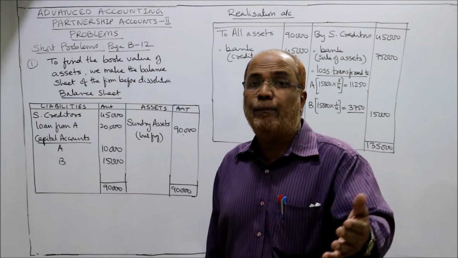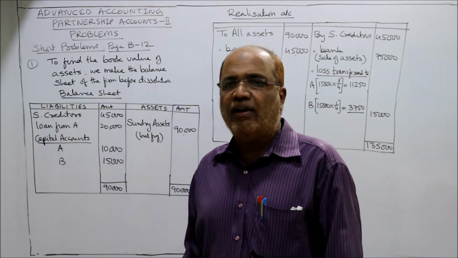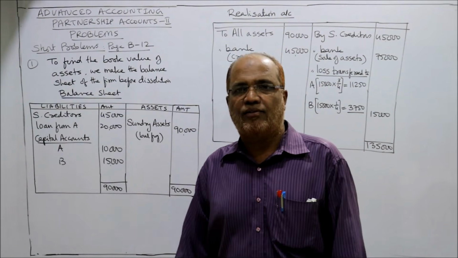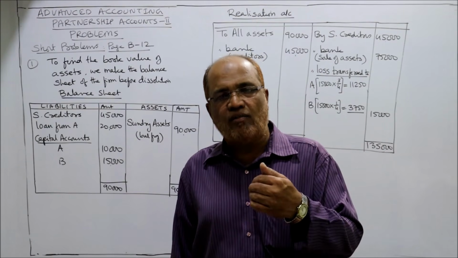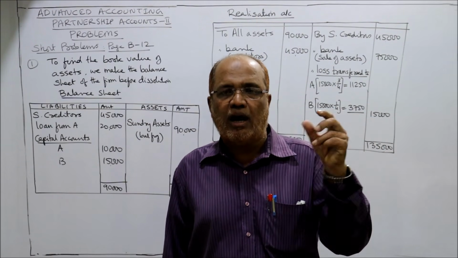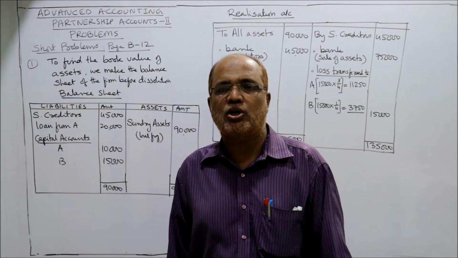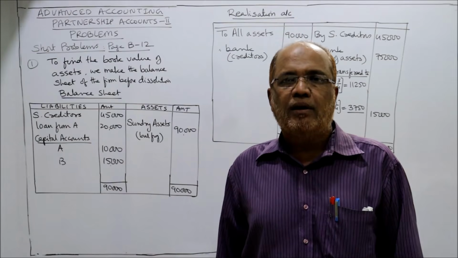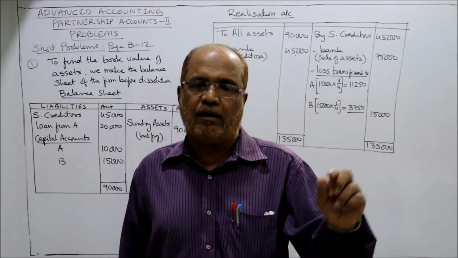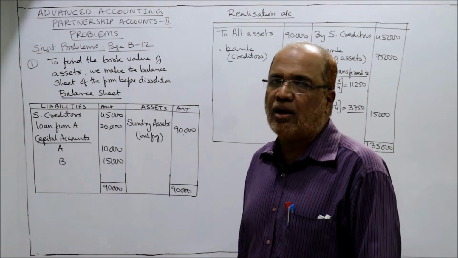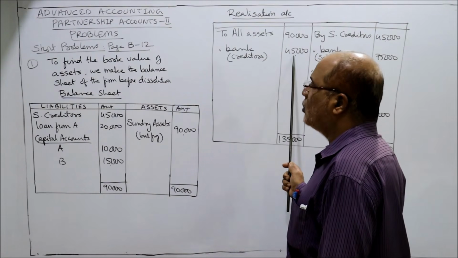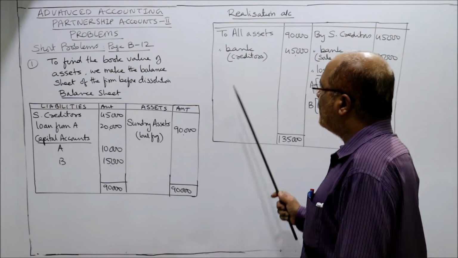Now we have to make the payment to liabilities. Only one liability was there, sundry creditors. And sundry creditors we have already transferred to realization. अब sundry creditors का account नहीं है, वो account को हम transfer कर दिए realization को. तो payment करेंगे, तो realization account debit to bank. So to bank 45,000. So we have completed.